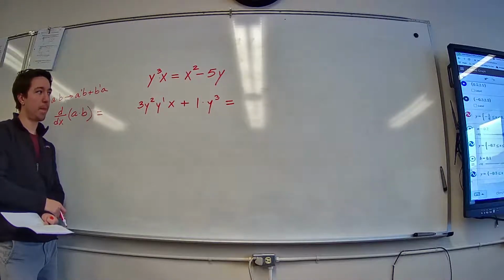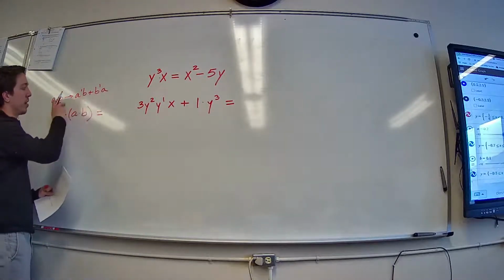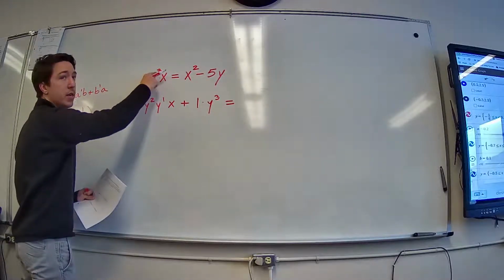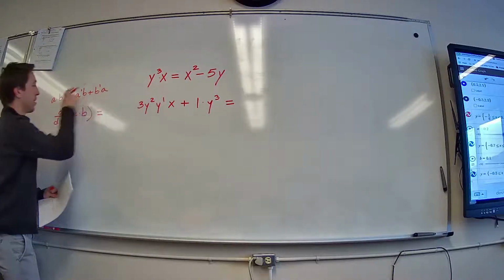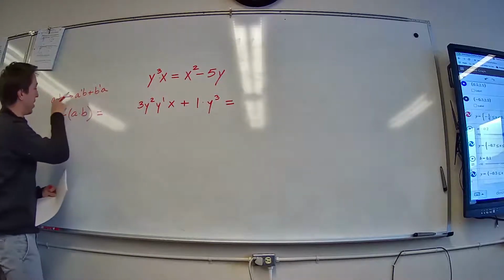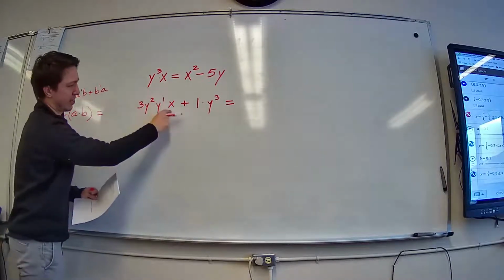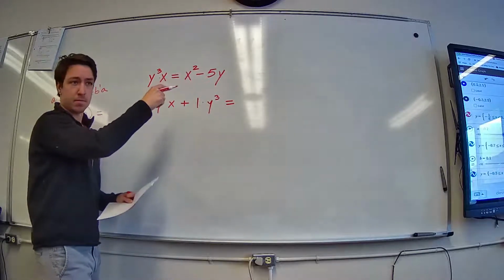Why did you put that x behind the y prime? Because you're using the product rule here. So you've got to think of this y cubed as being like the A, and then the x is like the B. Basically that B just ends up right there in that first term, which is why we see the x there. Okay, any other questions?